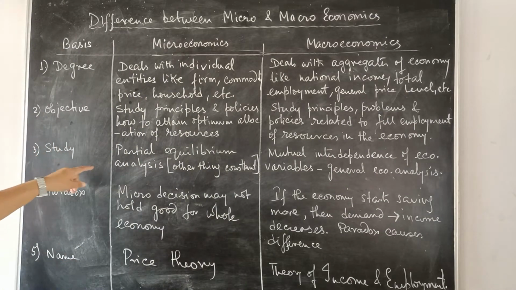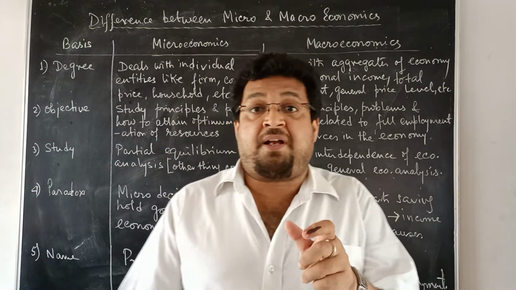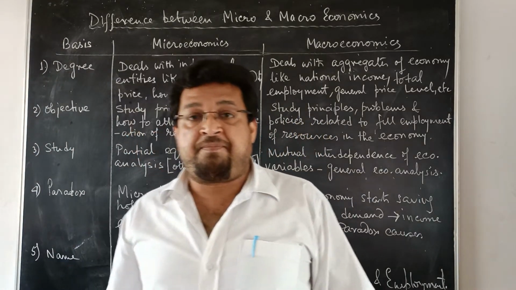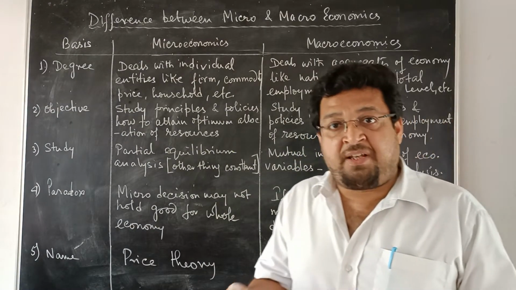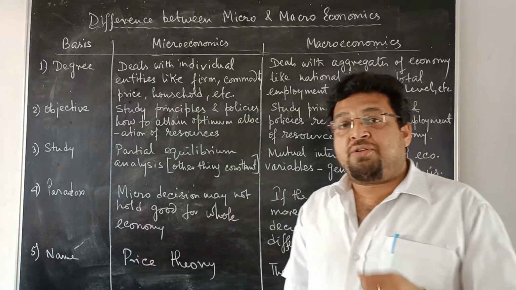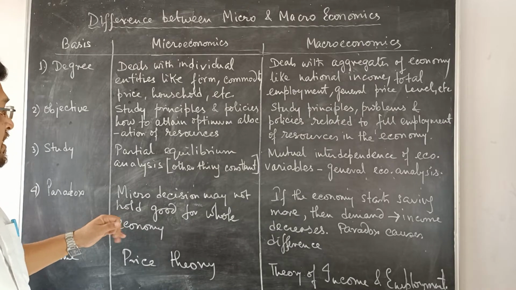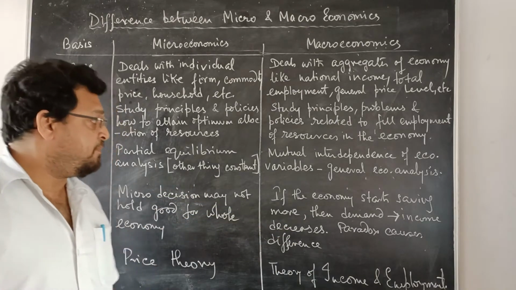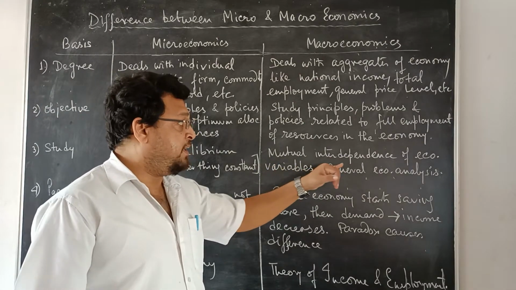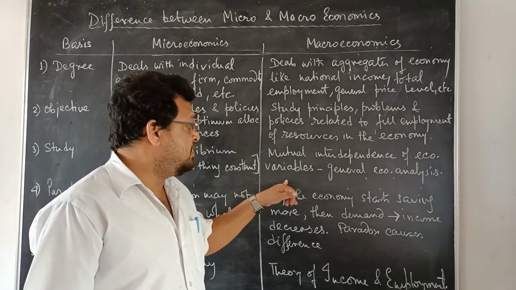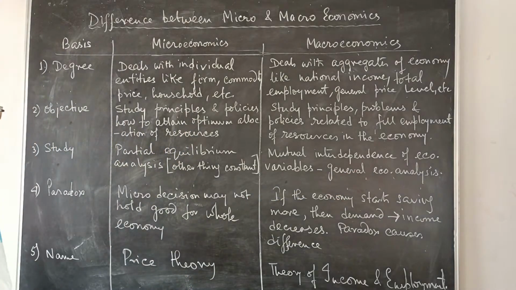Coming to the study part, in microeconomics we study partial equilibrium analysis, because we are studying the equilibrium, meaning a stable state of a firm, the stable state of a consumer behaving in a particular way. So these are partial equilibrium analysis, where we keep other things constant. But in macroeconomics, it is a mutual interdependence of the economic variables. That is general economic analysis.